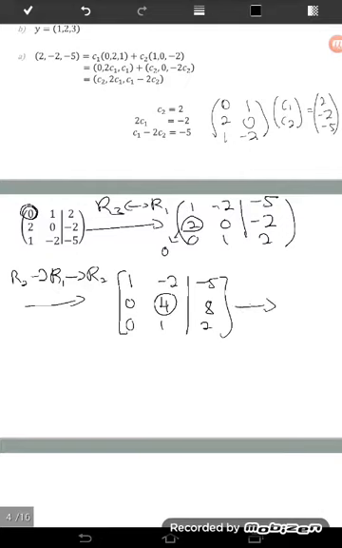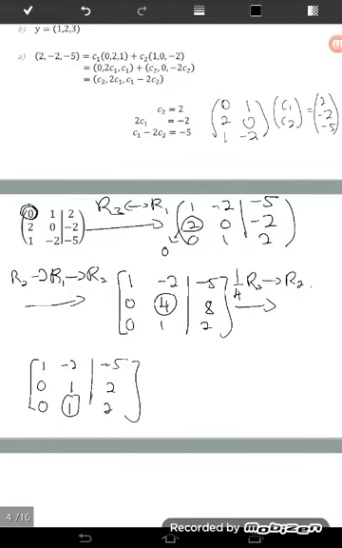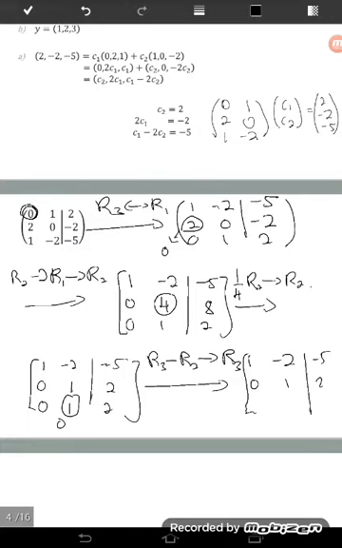Okay, so to make it become leading 1, we use 1 over 4 times row 2 and put back at row number 2. Okay, so I have here 1, negative 2, negative 5, 0, 1, 2, and 0, 1, 2. Okay, and then make it here become 0. So I use row number 3 minus row number 2 and put back at row number 3. So I have 1, negative 2, 0, 1, negative 5, 2, 0, 0, 0.